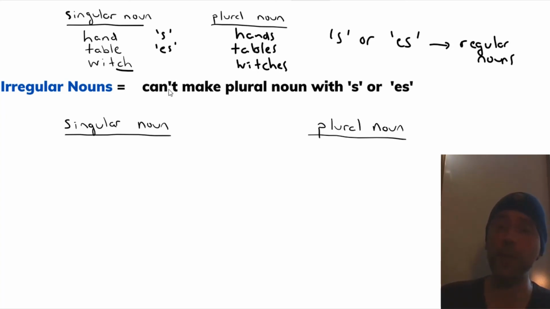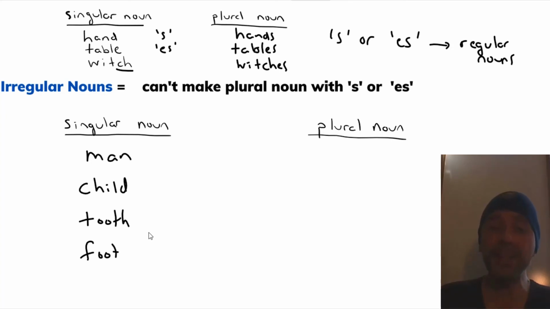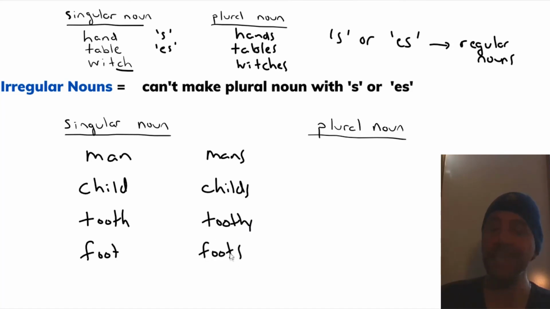So an irregular noun is one where I can't make the plural noun with s or adding es. Let's take a look at some examples. So I have man, child, tooth, and foot. So you might think that, oh, okay, well, let's just put an s if I want to make it plural. Let's say man's, child's, tooth's, and foot's. But the rule doesn't work like that because these are irregular nouns. So this does not work.